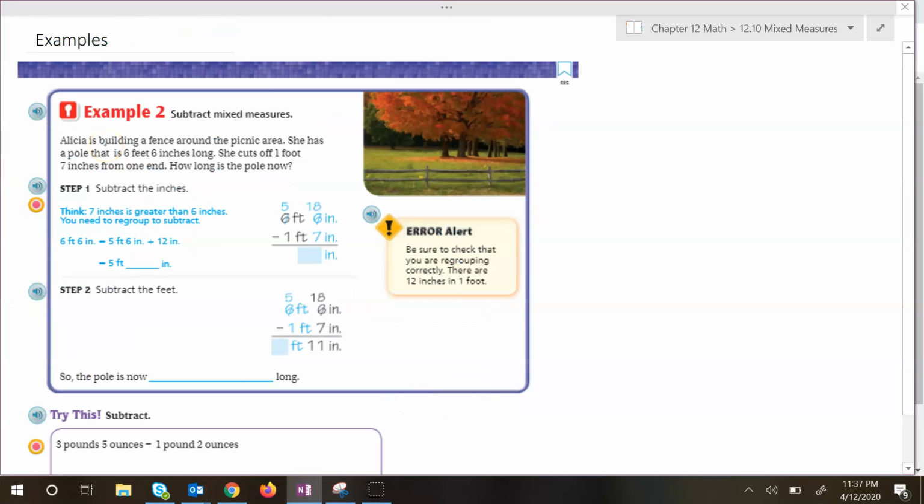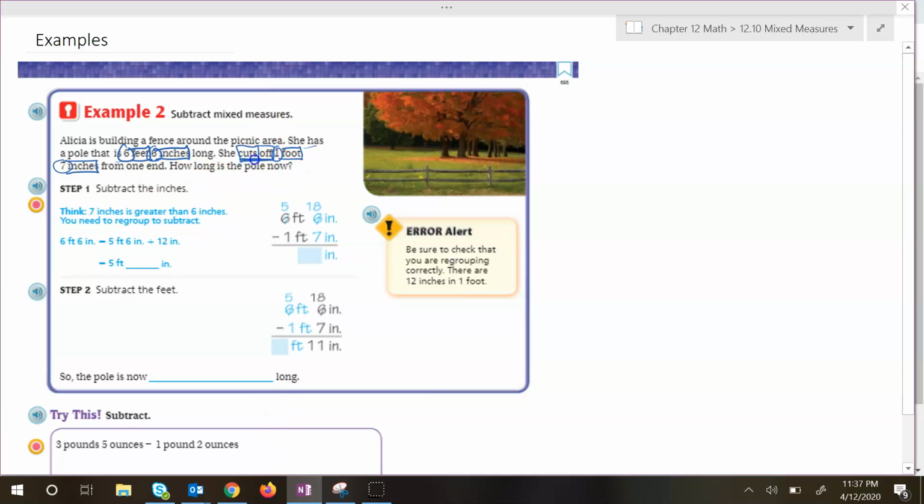Alicia is building a fence around the picnic area. She has a pole that is 6 feet, 6 inches long. She cuts off 1 foot, 7 inches from the end. How long is the pole now?